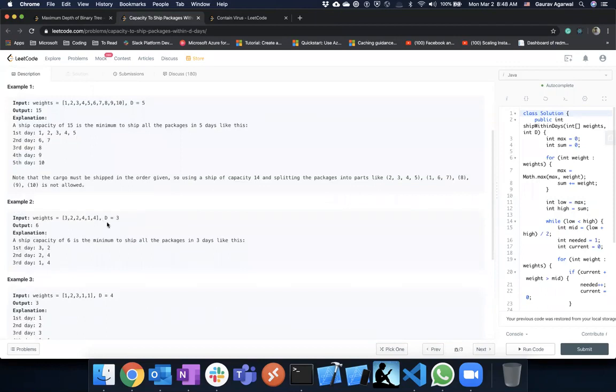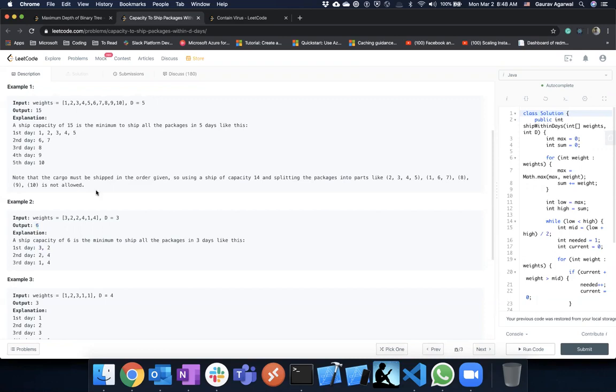Similarly, second example, output is 6. So that's how they've divided. We have to take the packages in the order in which they are coming. So on the first day we will ship packages with total weight 5, then 6, and then on the third day 5. So the minimum capacity that we need is the max of any day that we are shipping. So in this case it's 6. Okay, now how can we come up with these 6 or 15?